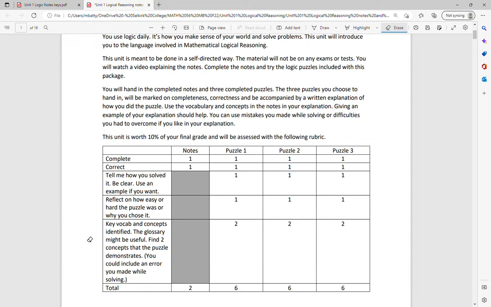You may want to use the glossary that's in this package as a bit of a prompt to help you use your words to explain what you're doing in solving those puzzles. In choosing the puzzles, I would encourage you to use the little video that gives you little hints and strategies about all of the puzzles because that might help you make a choice in choosing which ones you do. This unit's worth 10% of your final grade, and this is the rubric for how it's assessed. So always take a look back at this. If you have any questions, let us know.